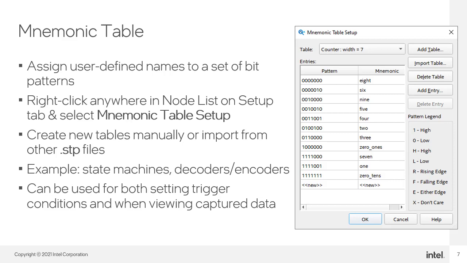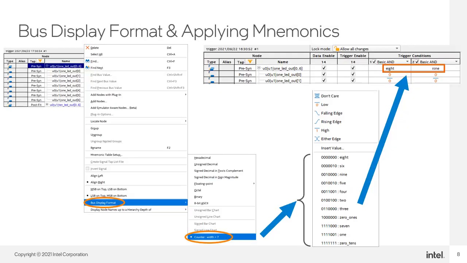Once a table is set up, it must be applied to a bus or group of the appropriate bit width. To do this requires a two-step process. First, the table needs to be specified as the display format for the group. Right-click the group name in the node list and select the table from the Bus Display Format submenu, found near the very bottom of the right-click menu. It's a little easy to miss.